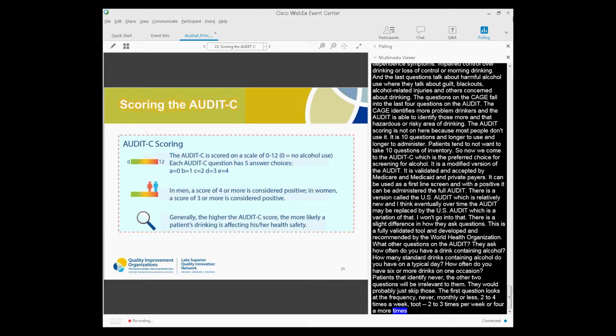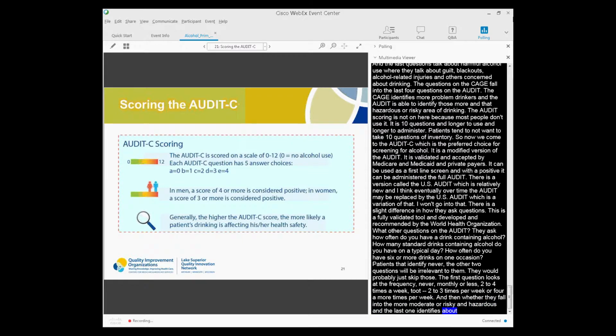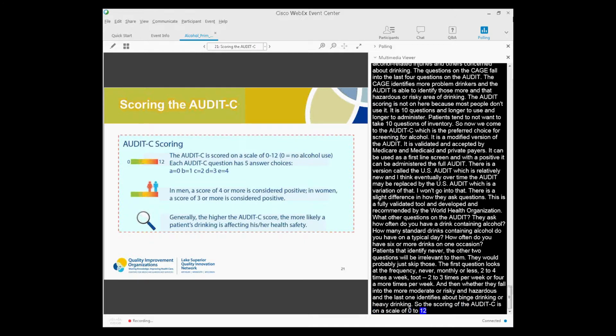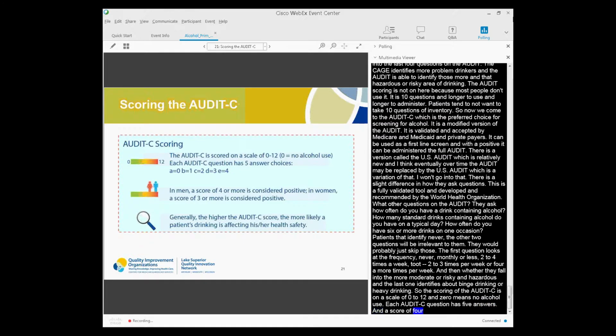So the scoring of the AUDIT-C is on a scale of 0 to 12, 0 meaning no alcohol use, because each AUDIT-C question has 5 answer choices. In men a score of 4 or more is considered positive, in women a score of 3 or more. Generally, the higher the score, the more likely a patient's drinking is affecting his or her safety.